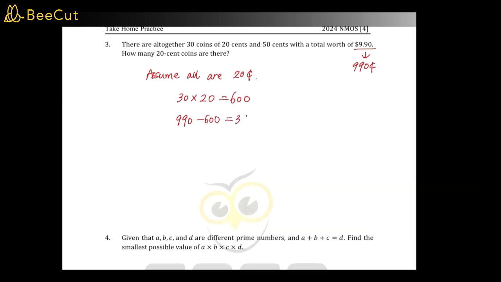Difference is 390. Now what causes the difference is that we need to change some of the 20 cents into 50-cent coins. So for every coin we swap, this is plus 30. So 390 divided by 30. This is 13 50-cent coins. The rest of them are 20 cents. So we use the total 30 minus 13. The answer is 17.